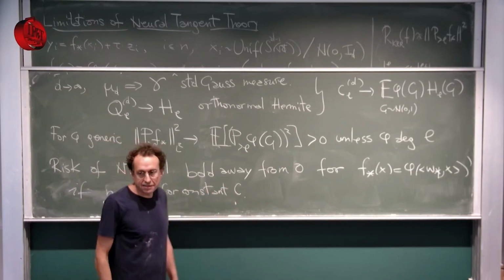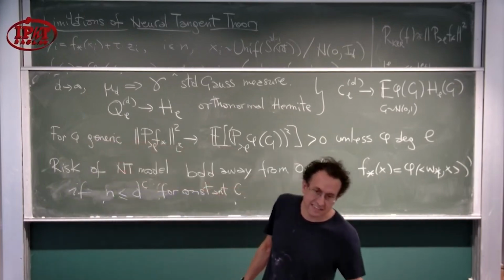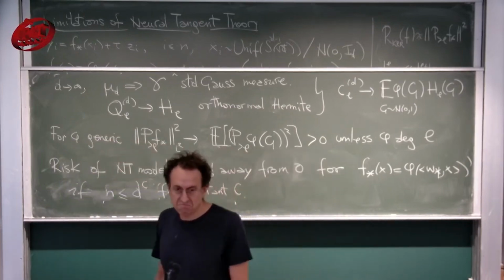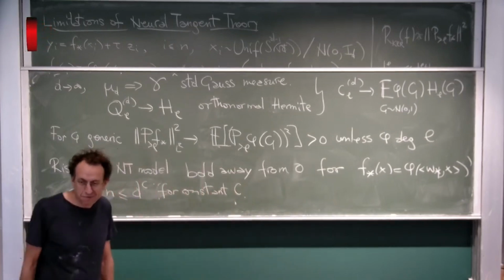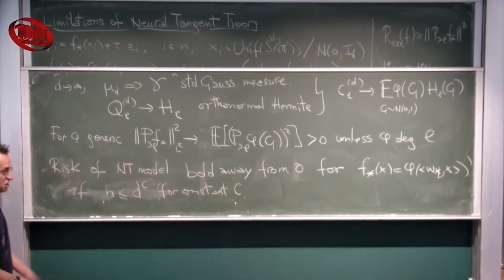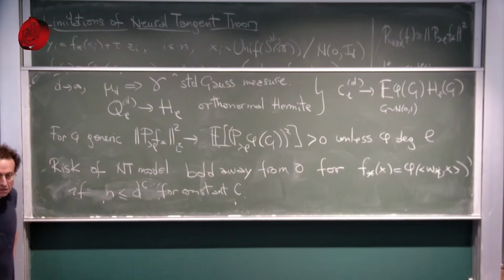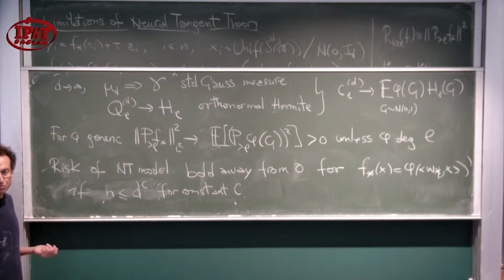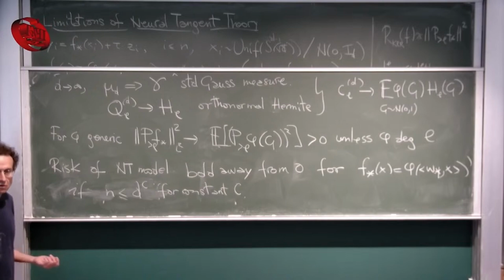And take a constant n, sample size less than dimension to the 20. It's a practical thing, and you will not be able to learn that function. Now you might say, okay, this is just because your neural network is pretty stupid. You just did the neural tangent model for this two-layer neural network.